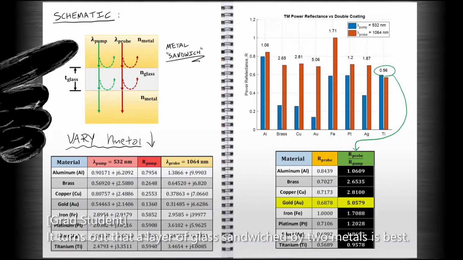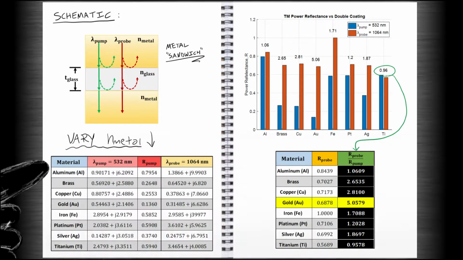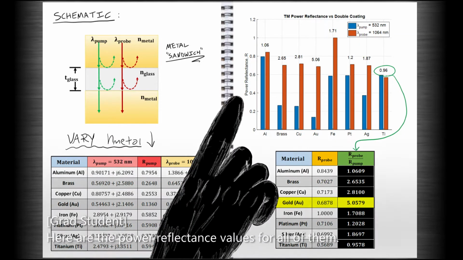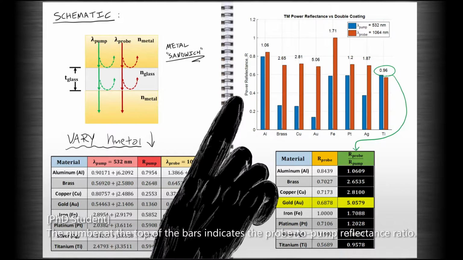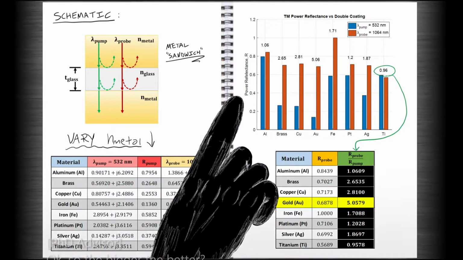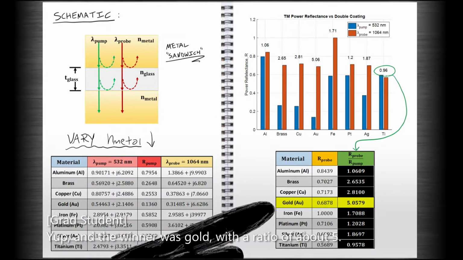It turns out that a layer of glass sandwiched by two metals is best. Oh, and you varied what kind of metal it was. Exactly. And each of these metals has a different and complex n at the pump and probe wavelengths. Here are the power reflectance values for all of them. The number at the top of the bars indicates the probe to pump reflectance ratio. Okay, so the bigger the better? Yup, and the winner was gold, with a ratio of about 5.